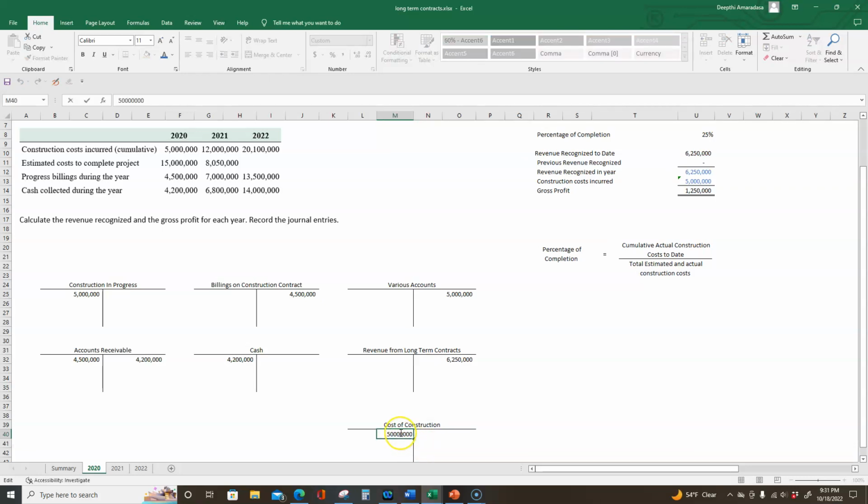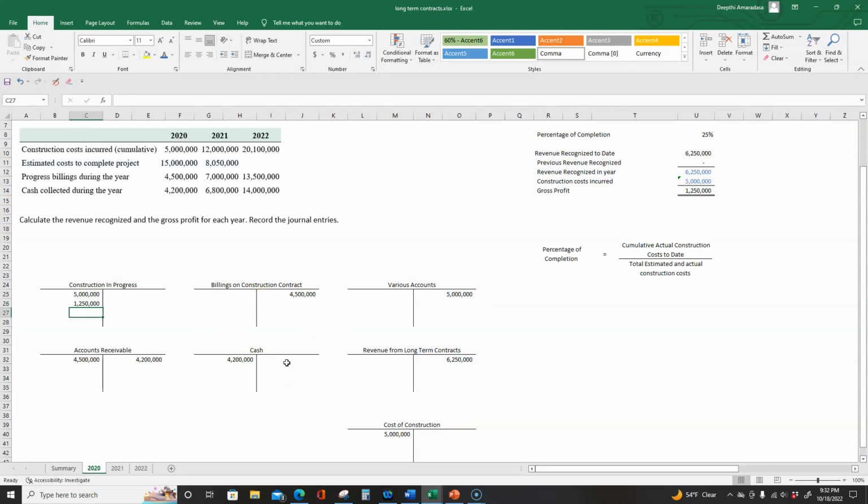I have one too many zeros, so let me delete that. So we credited $6,250,000. We debited $5,000,000. We're off. Our total debits are not equal to total credits. We're off by the amount of gross profit of $1,250,000, and that goes on the debit side. We're going to put that in construction in progress. So in construction in progress, we're going to debit $1,250,000. That takes care of our journal entry.